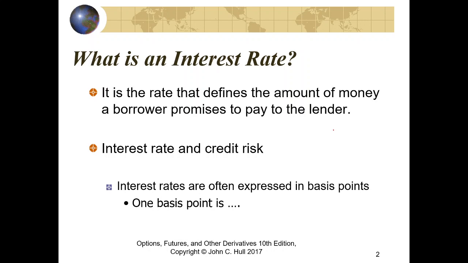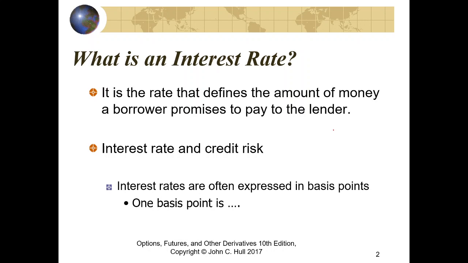Now, as the credit risk increases, what do you think will happen to the interest rate? Do you think it will increase or decrease? Logically speaking, the riskier the borrower, the higher the interest rate that will be required to lend to that borrower. So there is a positive relationship between interest rates and credit risk.